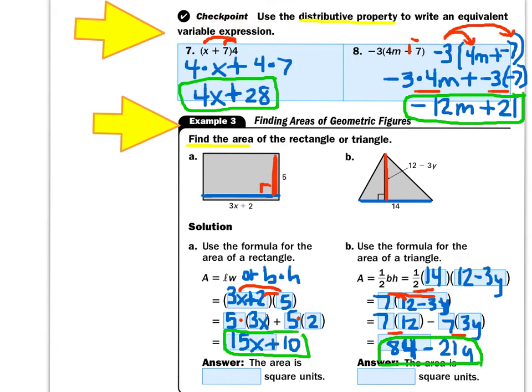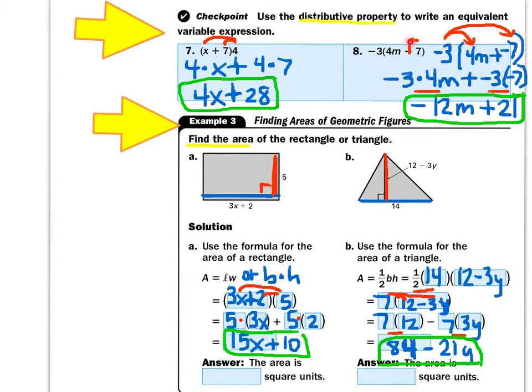Okay, take a look at the checkpoint. They want us to use the distributive property. So on number 7, I would circle the 4 and then draw a rainbow to the x and a rainbow to the 7. So I wrote 4 times x first, then I copied the plus and 4 times 7 second, and then I just simplified. 4x plus 28. And remember, you cannot go any farther because the 28 does not have an x after it. Okay, and then box your answer. Take a look at 8. We have negative 3 on the outside and then 4m minus 7 on the inside.